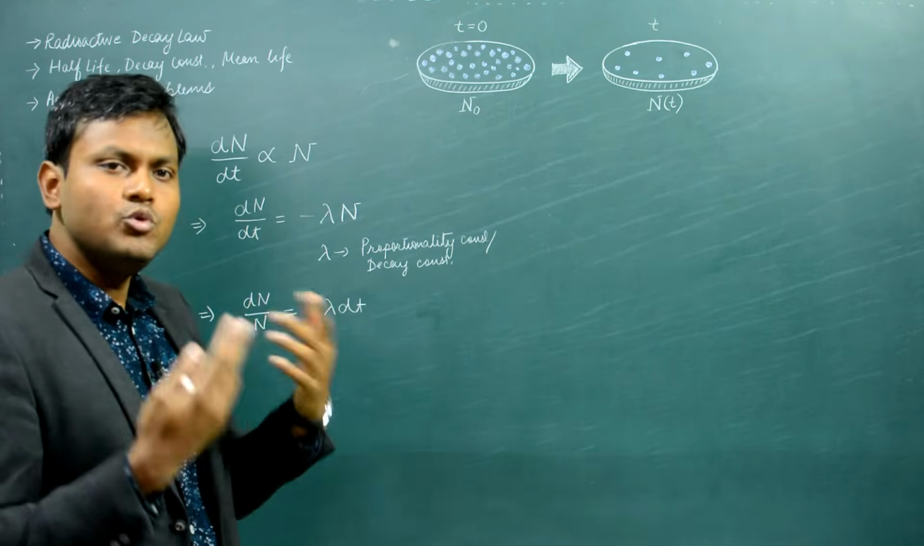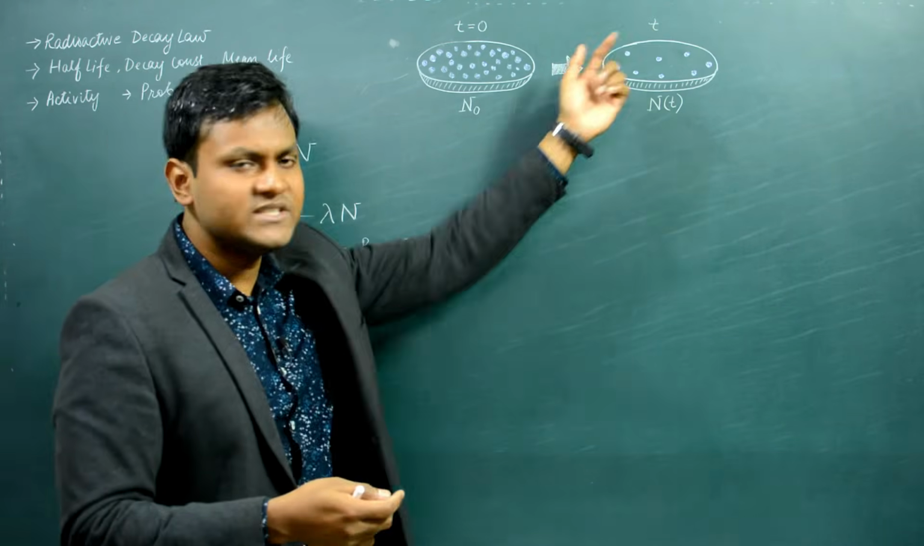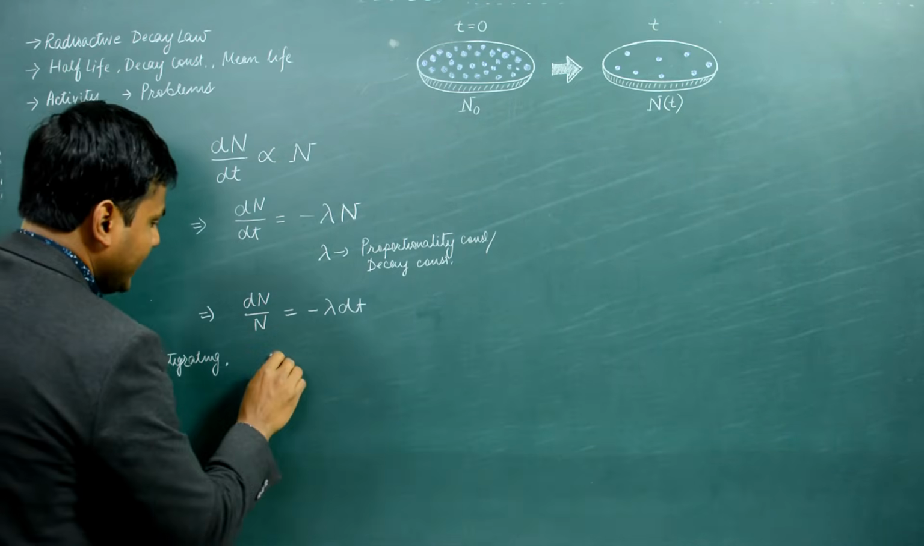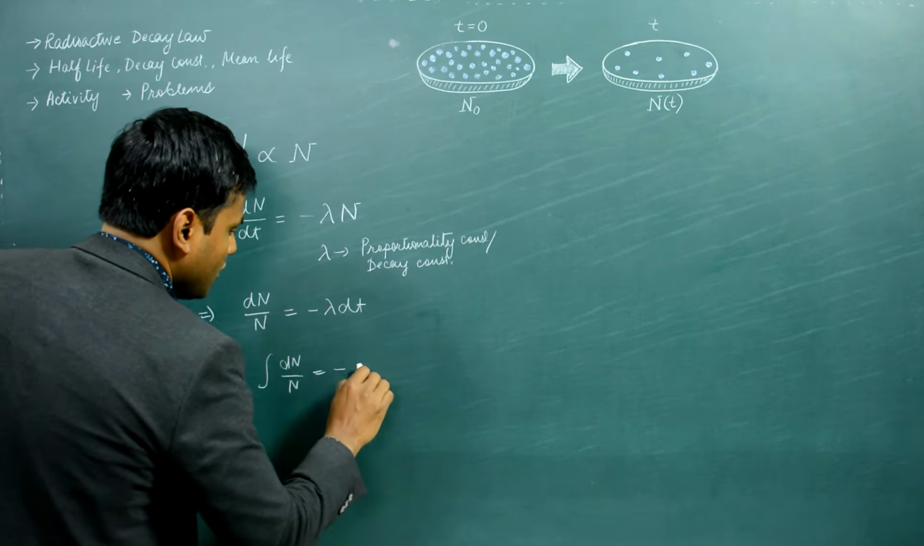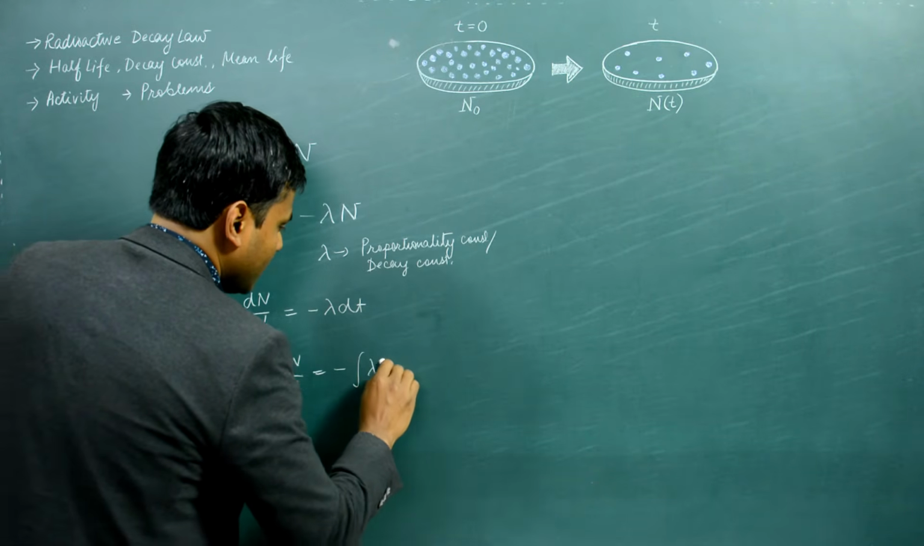So if I do an integration of this expression for this amount of time period, in that case, I can write the integration of dN upon N is equal to minus the integration of lambda dt.